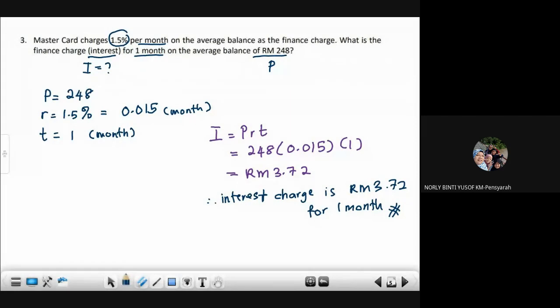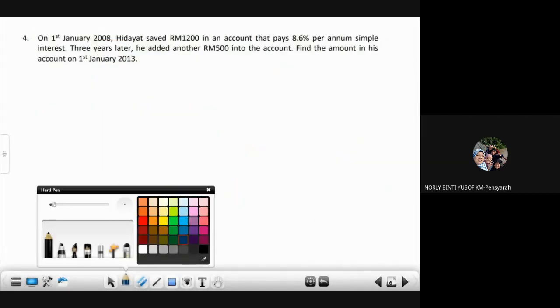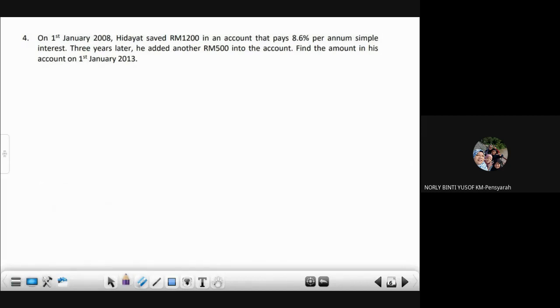Okay. Lepas tu kita pergi pada fourth example. On 1st January 2008, Hidayat saved 1,200 in an account that pays 8.6% per annum, simple interest. 3 years later, he adds another 500 into the account. Find the amount in his account on 1st January 2013. So means you want the value of S lah.